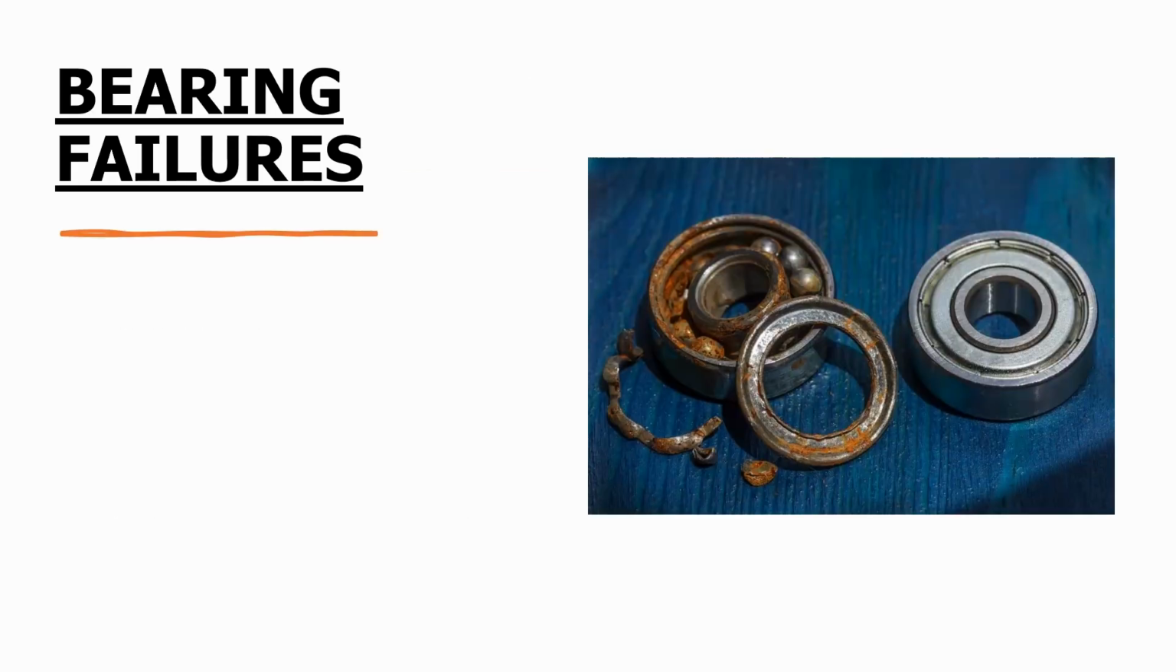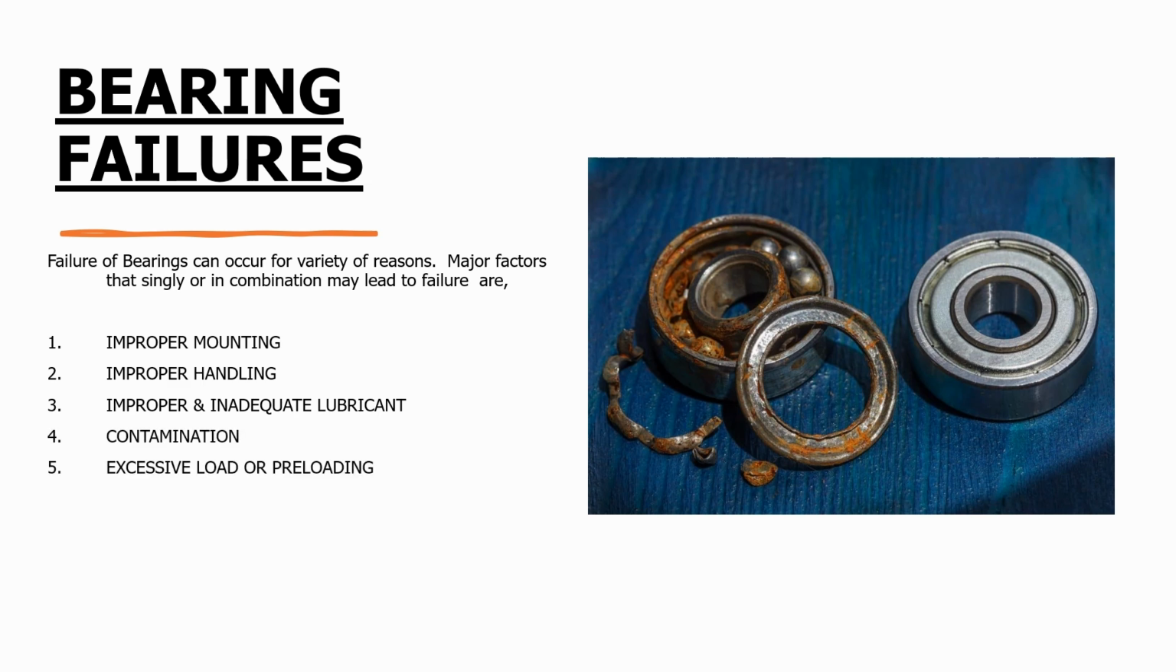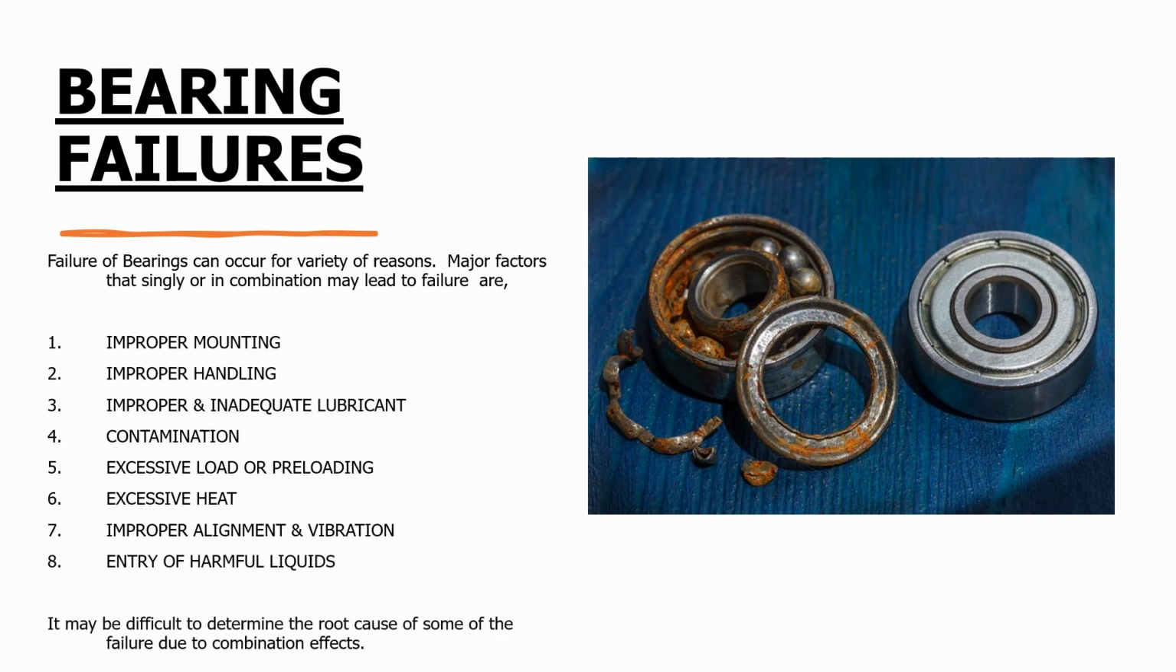Failure of bearings can occur for a variety of reasons. Major factors that singly or in combination may lead to failure are: 1. Improper mounting. 2. Improper handling. 3. Improper and inadequate lubricant. 4. Contamination. 5. Excessive load or preloading. 6. Excessive heat. 7. Improper alignment and vibration. And 8. Entry of harmful liquids. It may be difficult to determine the root cause of some failures due to combination effects.